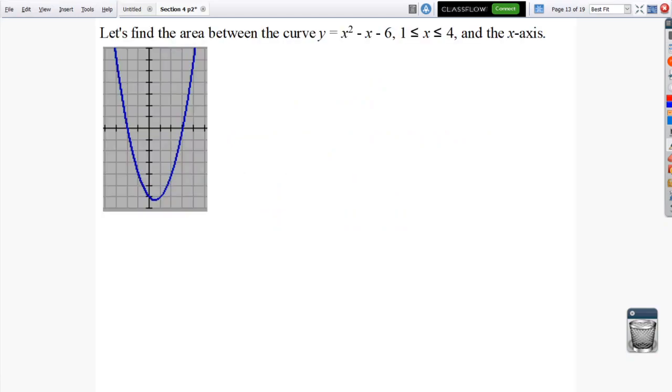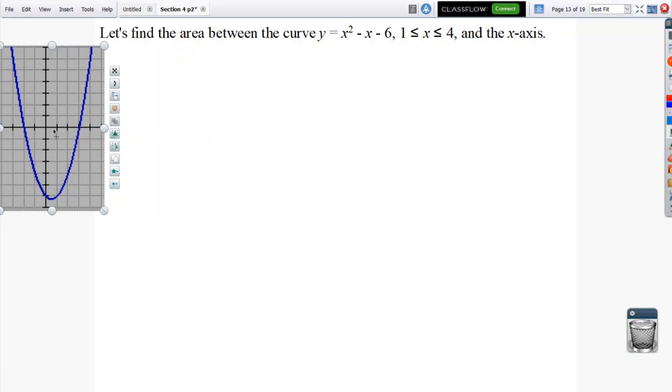Oh, dang it, no, we had some other stuff. We have to find area between the curve. Oh my goodness, I can't believe, oh man, I skipped over this part. Ooh, man, I can't believe this. So finding the area between the curve and the x-axis.